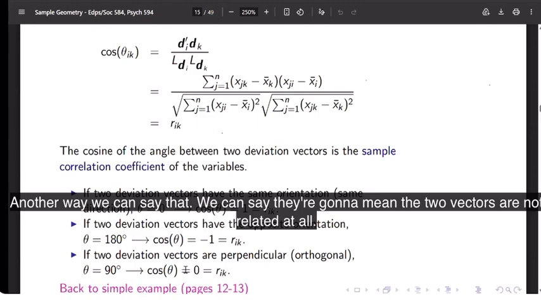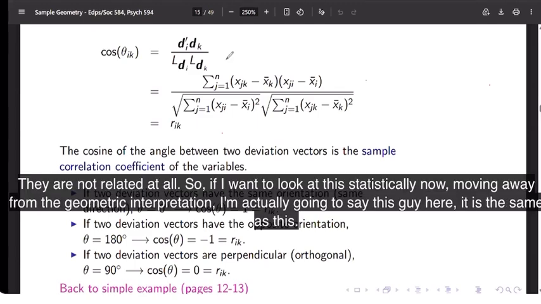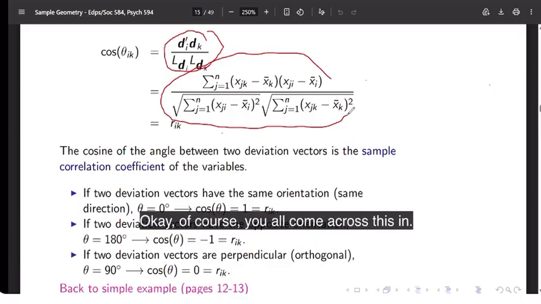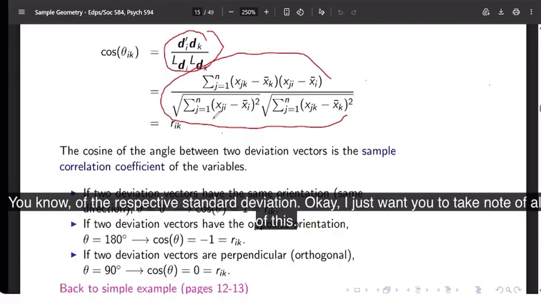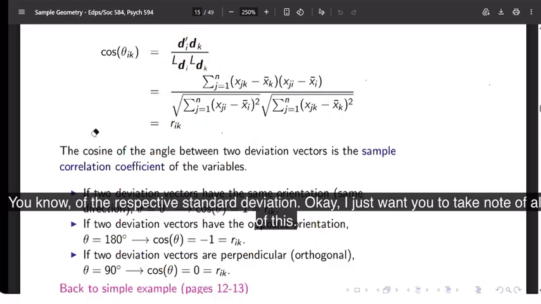So if I want to look at this statistically now, moving away from the geometric interpretation, I'm going to say this here is the same as this. Of course, you all come across this in basic statistics, where correlation is the ratio of covariance divided by the product of the respective standard deviations. I just wanted to take note of all of this. So, that's that.